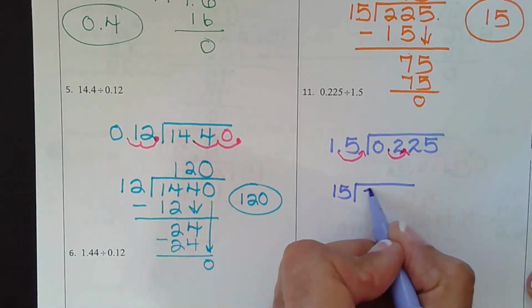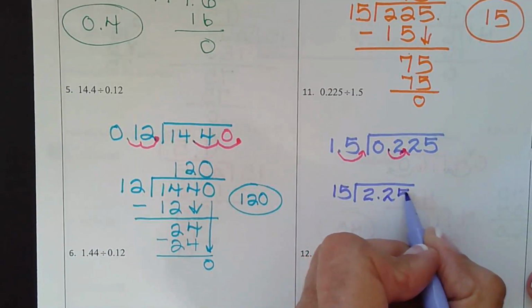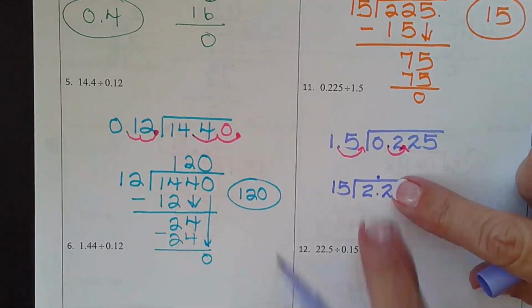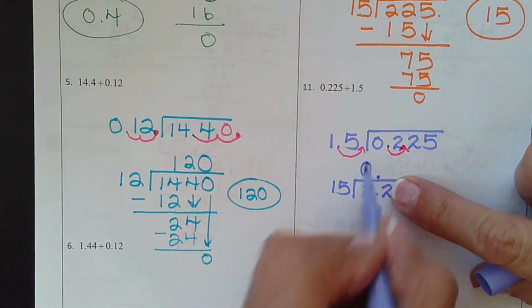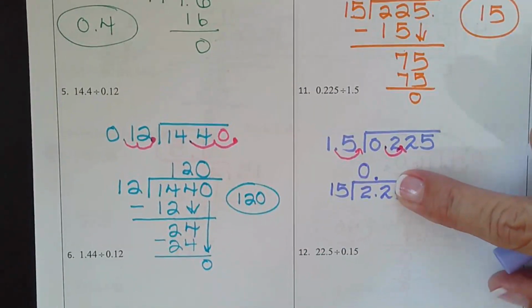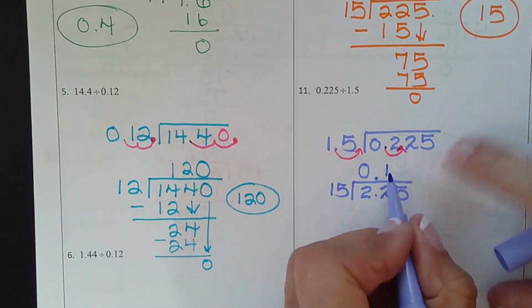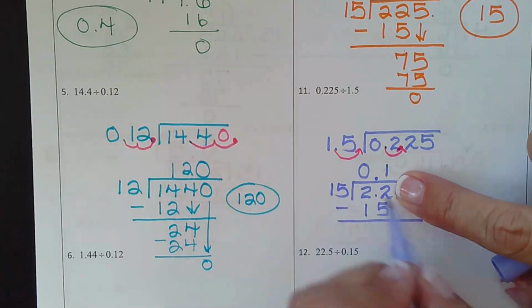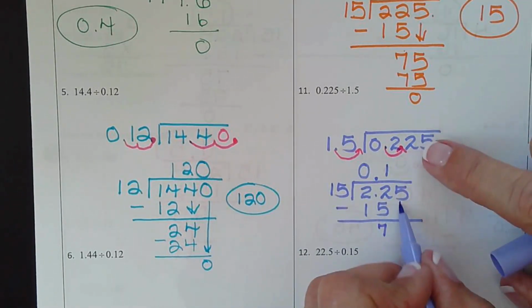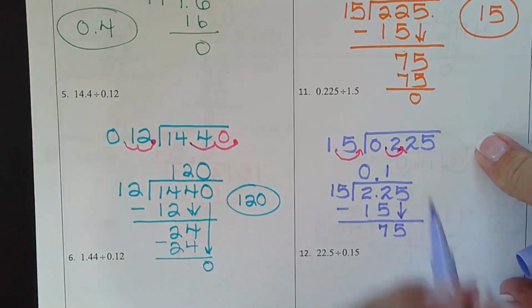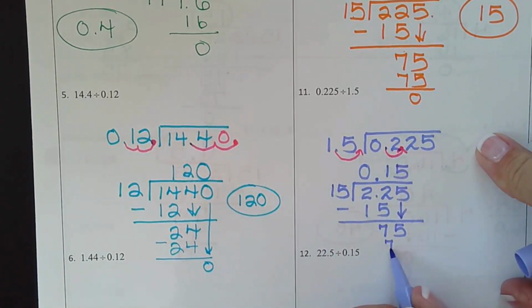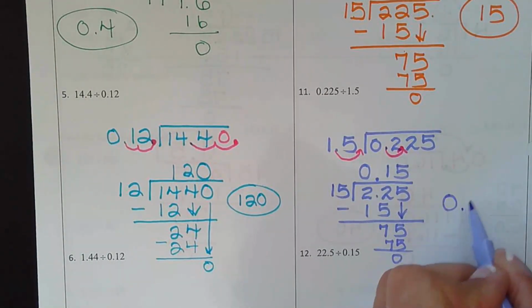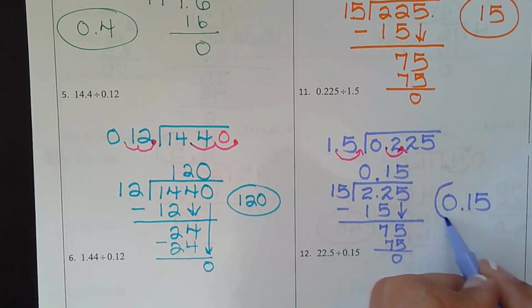2.25. So my first step is always to bring the decimal straight up. 15 doesn't go into 2. 15 goes into 22 one time. 1 times 15 is 15. Draw the line, change the sign. 22 minus 15 is 7. Bring down the next number. 15 goes into 75 5 times. And that leaves me with an answer of 0.15 or 15 hundredths.